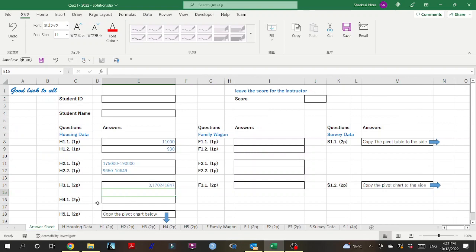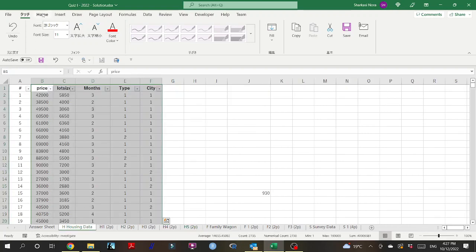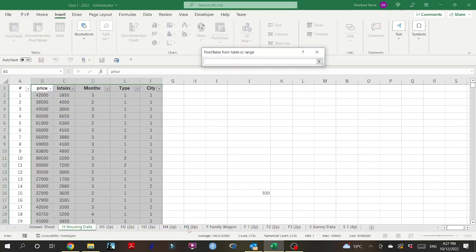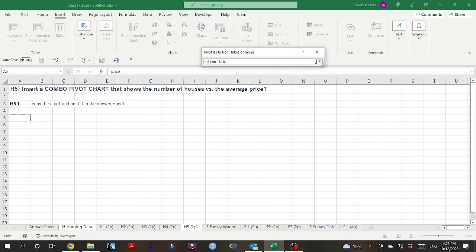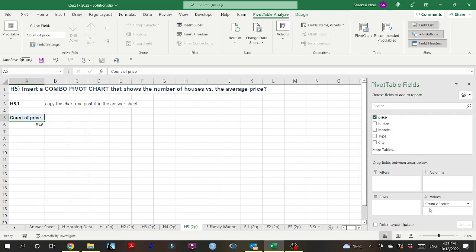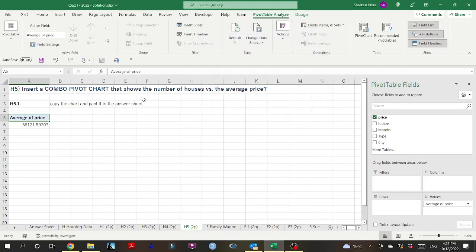So here is number 4. And then here you need to copy the pivot table. So insert a combo pivot chart. Oh, okay. So here again, insert pivot and existing here. First of all, we need to create the pivot table that shows the number of houses versus the average price. So here's the price, okay? But I need the average price, right? So here's the average price. But the number of houses, so okay.